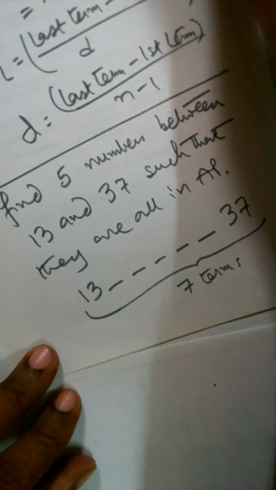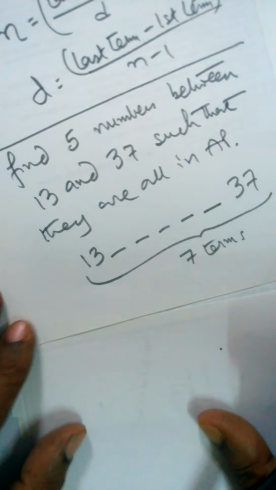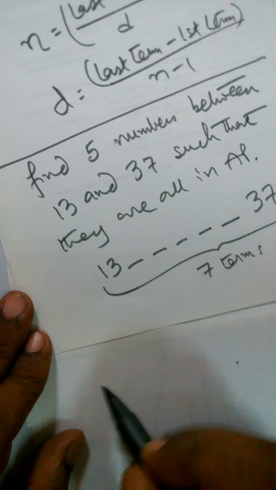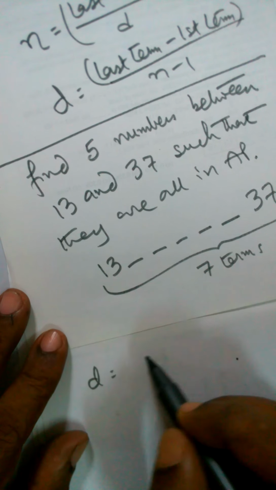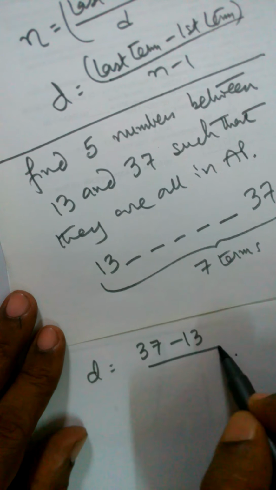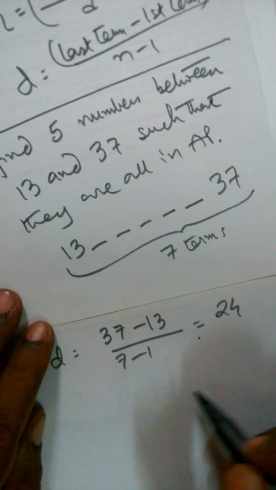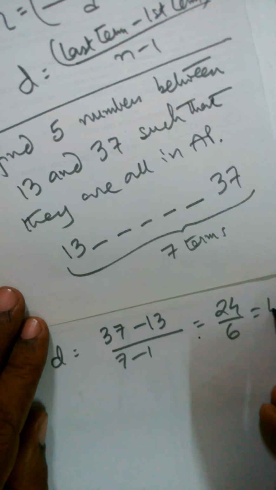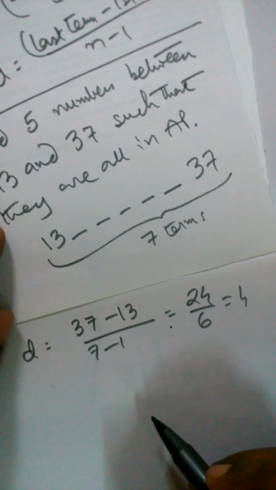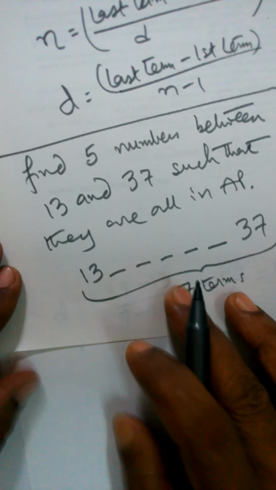The idea is this one. D we want to know. D is 37, the last number, minus 13, the first number, divided by 7 minus 1. So 24 by 6, the difference is 4. This gives us the idea.